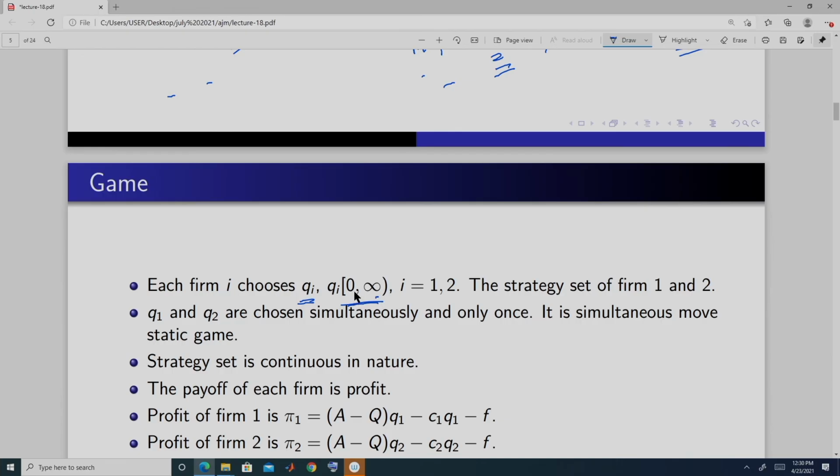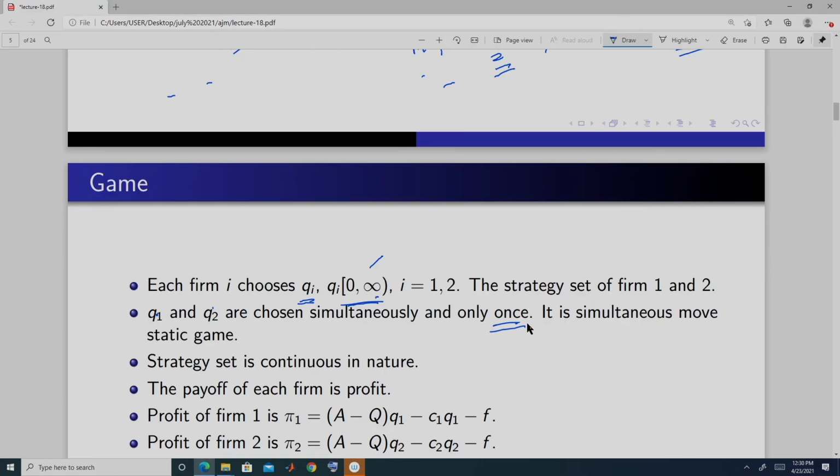Okay. So, this you can say is the strategy set of farm 1 and farm 2. And the strategies are to choose Q1 of farm 1 and Q2 of farm 2. They simultaneously choose this and they choose it only once. So, you can think of this as a simultaneous move static game. Both these farms are taking the decision to produce output simultaneously, at the same point in time, and they are choosing it only once.